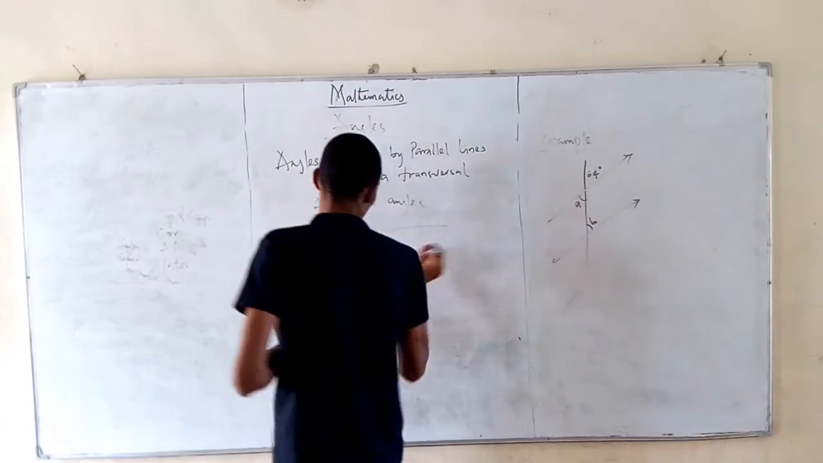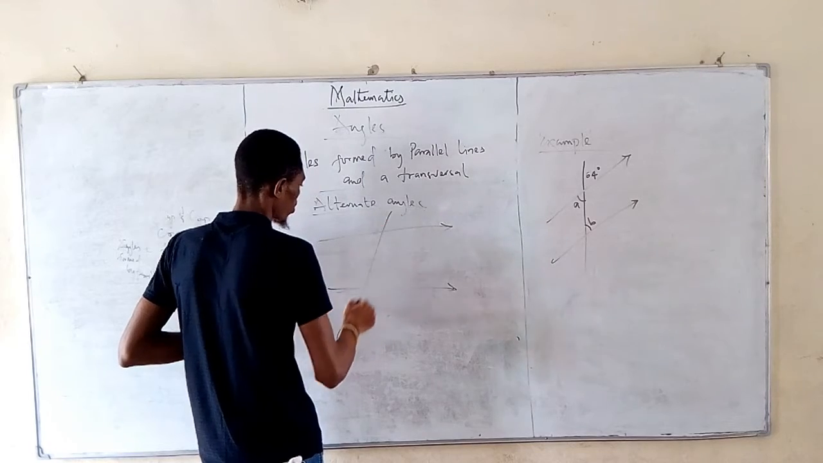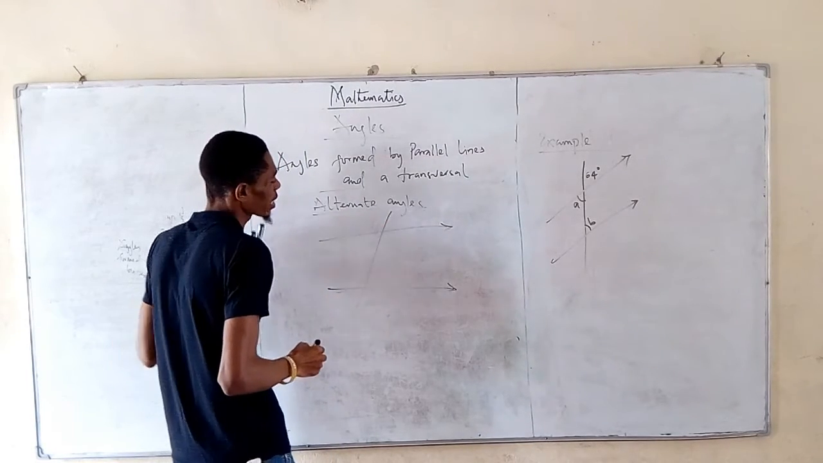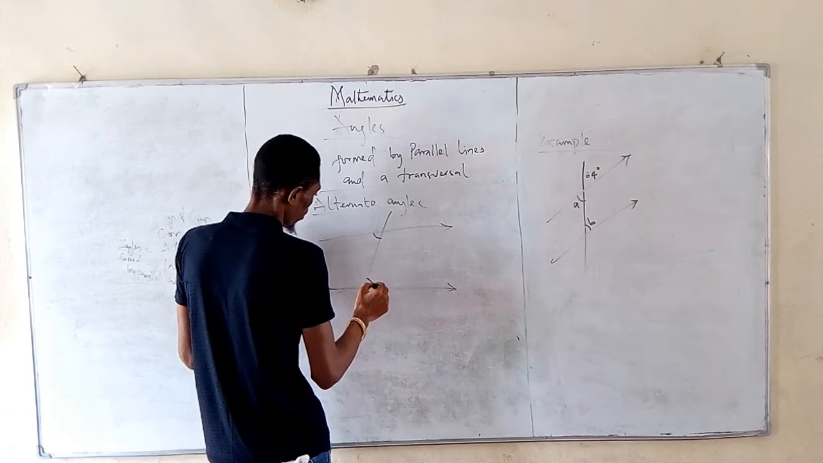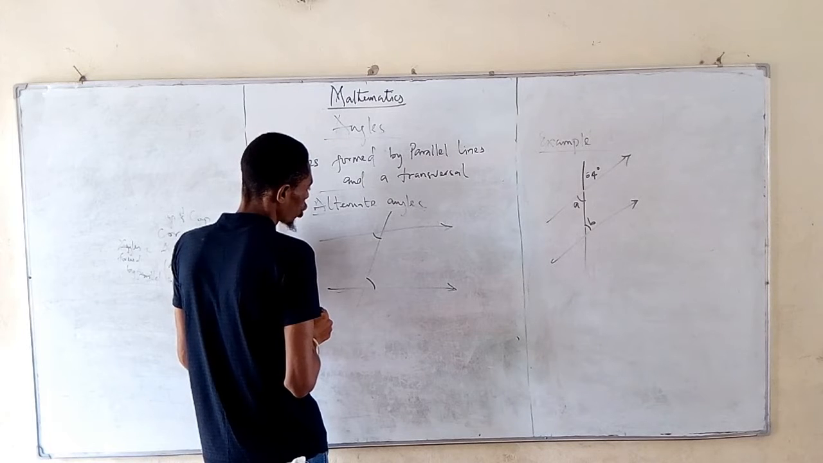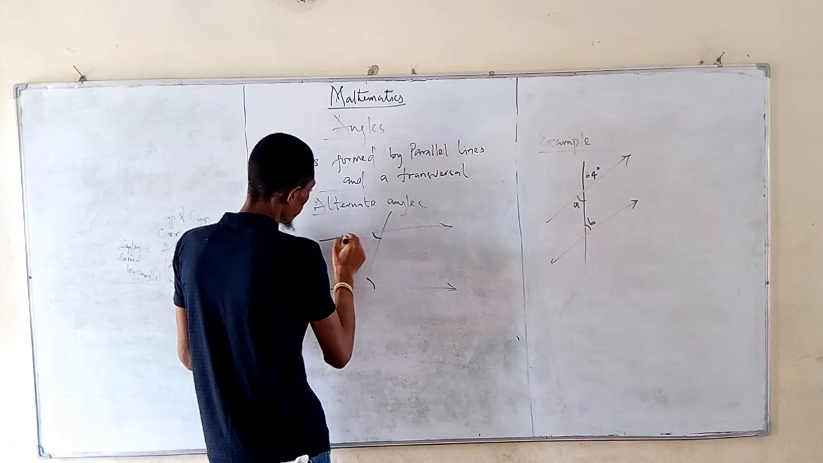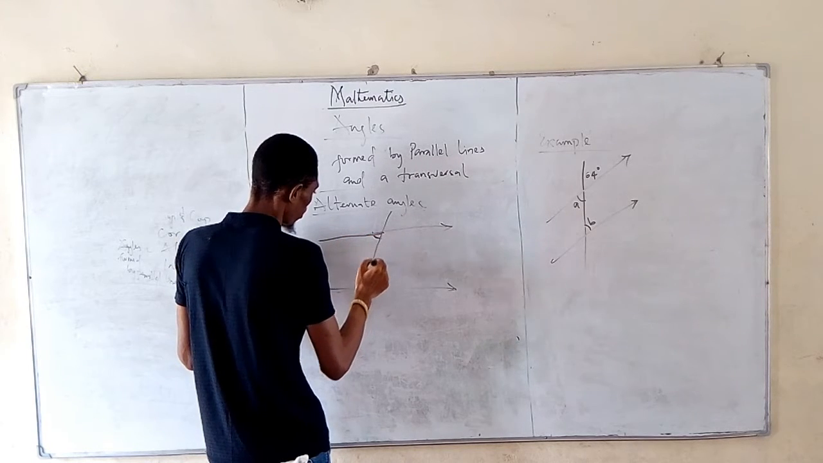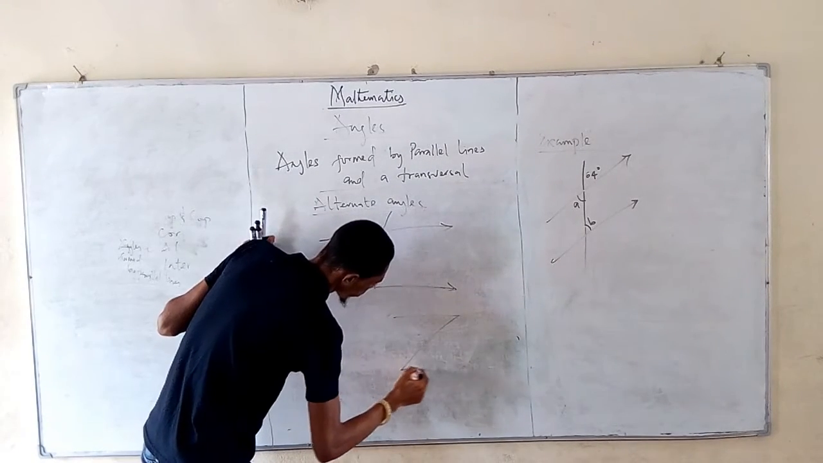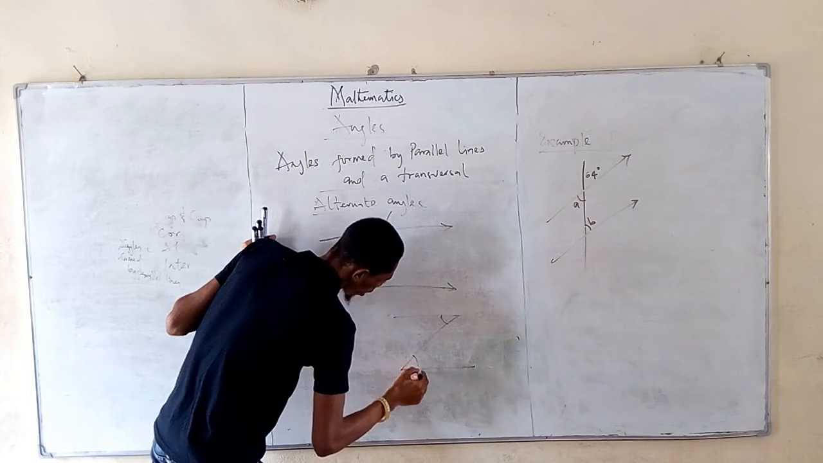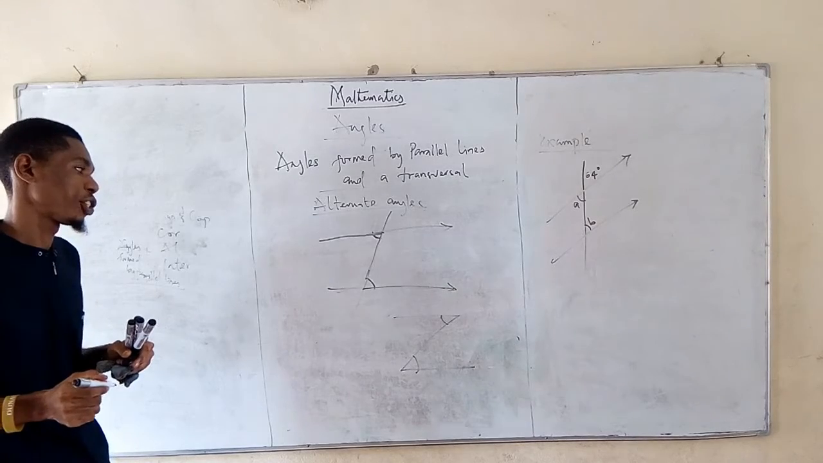These are parallel lines. When you transverse a cortex across the parallel line, alternate angles are formed when the angles form a Z shape or an N shape. This angle is alternate to this angle. Why? Because it forms a Z shape. The angle looks like this, so they are alternate to each other.